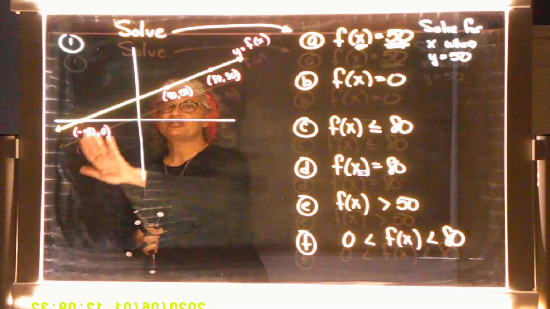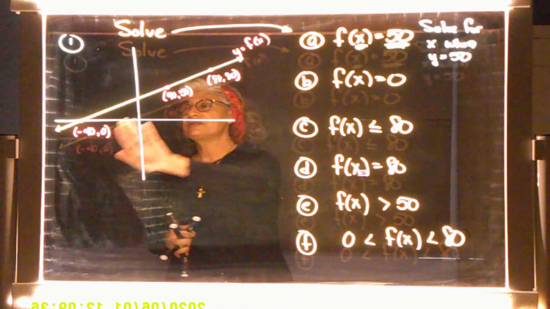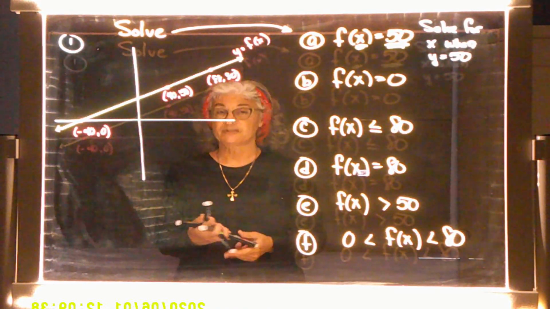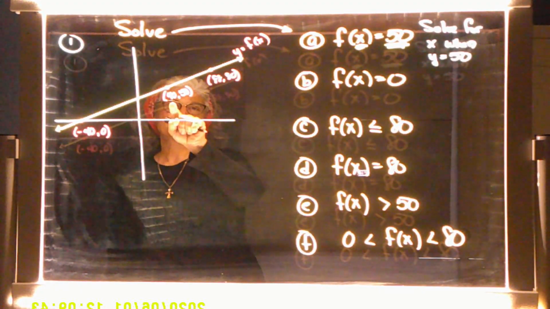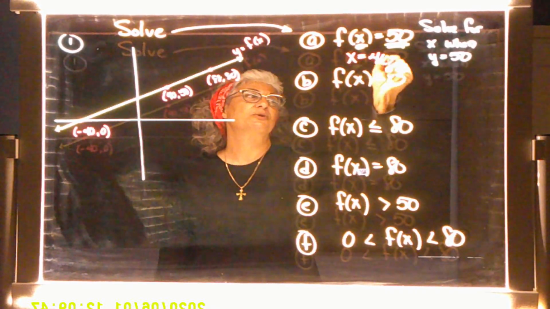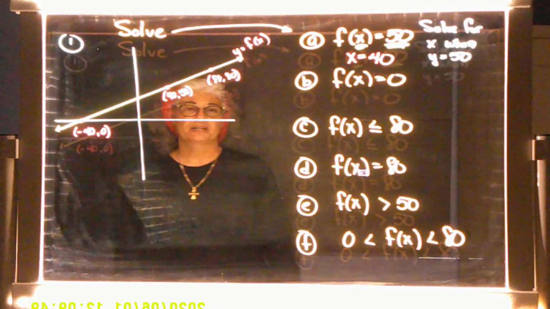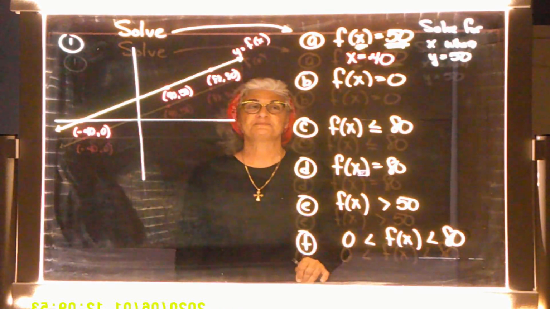So if I take a look at my graph, I know the y is 50. Which of these 3 points has the y being equal to 50? That's correct. This one right here, which means what's your x value? Good. My x value for part A will be 40. When x is 40, y is 50. Good? Let's look at part B.